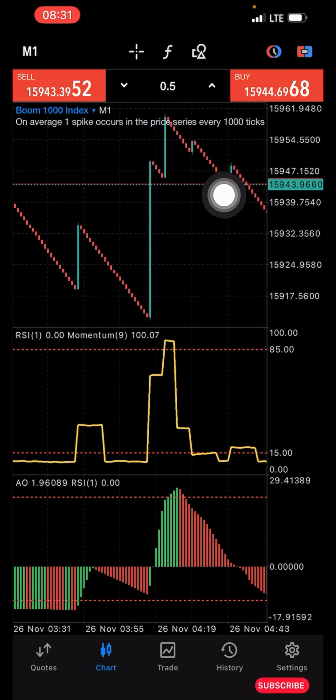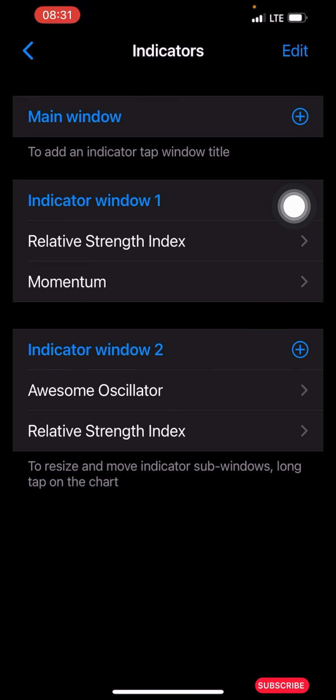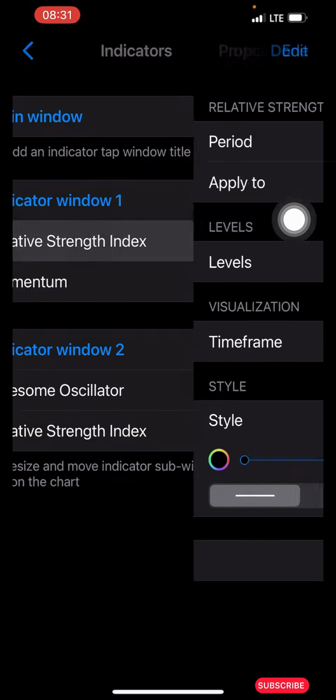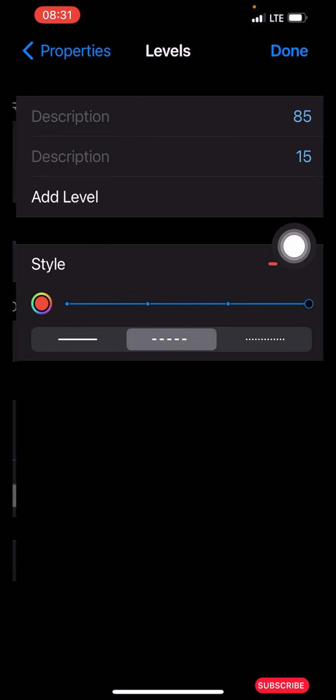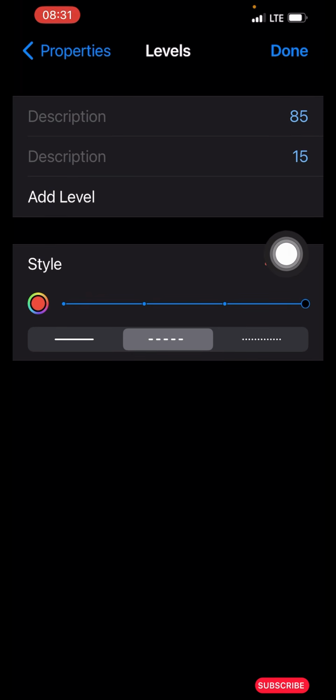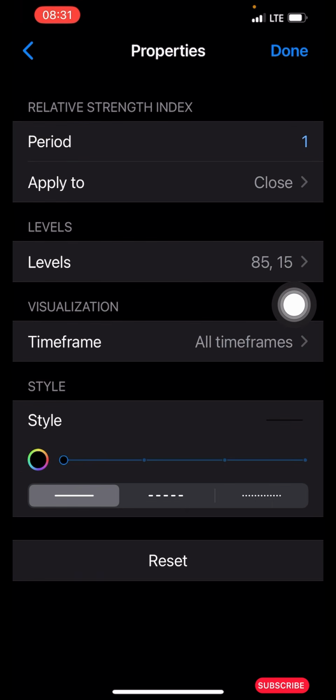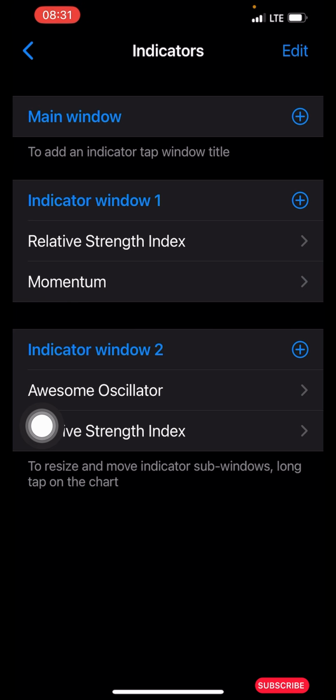Now for this strategy, you have to click on this F icon here. After clicking on that, you are going to search for the relative strength index, which is our first indicator. So you click on the main window plus icon, you search for your relative strength index. The period is 1, apply to its close. The levels, you are making it 85 and 15, color is red, 4 pixel. You click on done. Time frame is all time frame. Now the style, you are going to make it the color of your background. I'm using color black because my background is black. You make it 1 pixel, then you click on done. That's it for the first indicator.